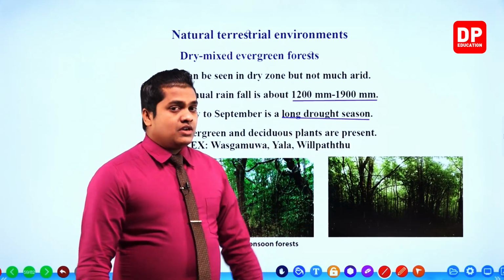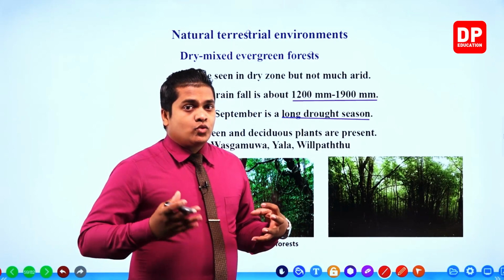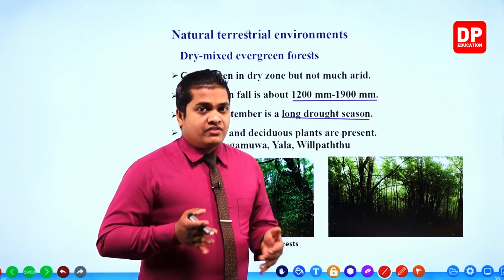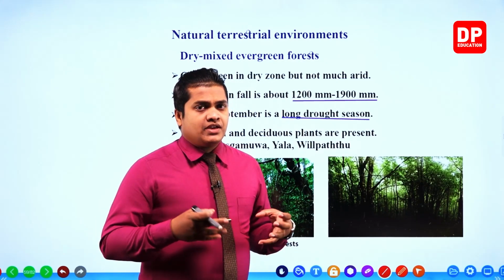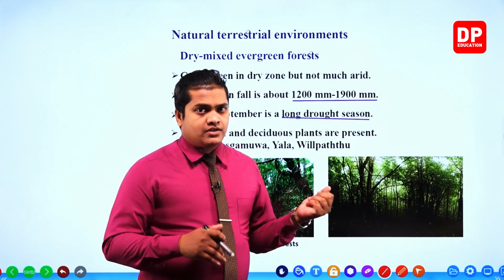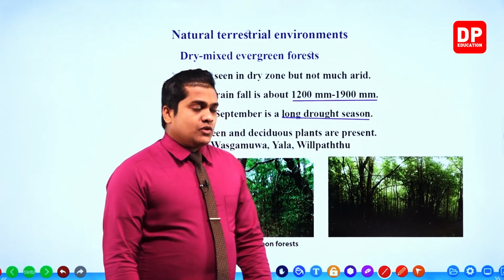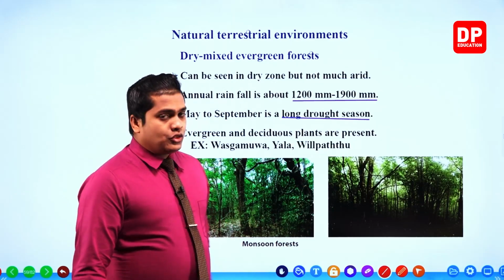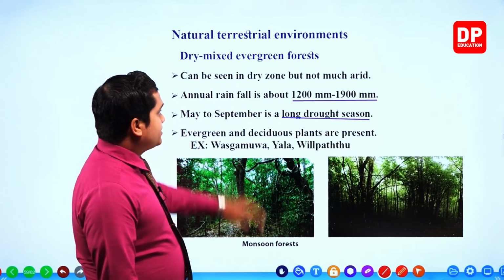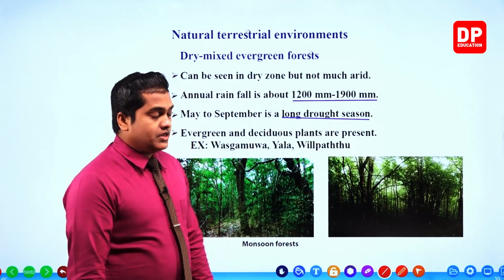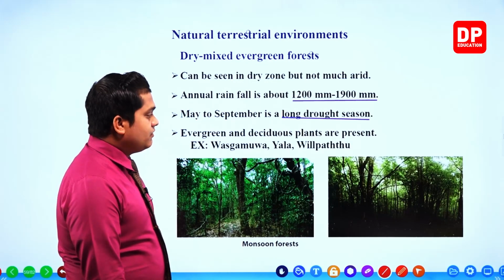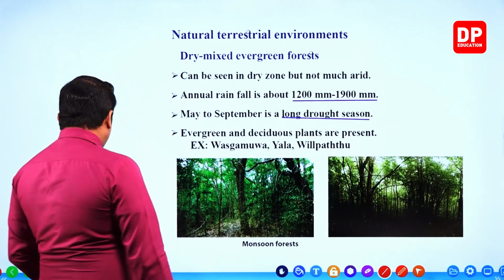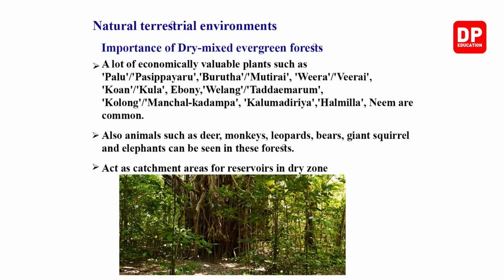Yala and Wilpattu are tourist attractive places. We have heard about these several times, and sometimes you might have even gone there for trips and field trips. So these Yala and Wilpattu are considered dry mixed evergreen forest, my dear children. As you can see, these are the figures of monsoon forest or dry mixed evergreen forests. Right, next one, importance of dry mixed evergreen forest.